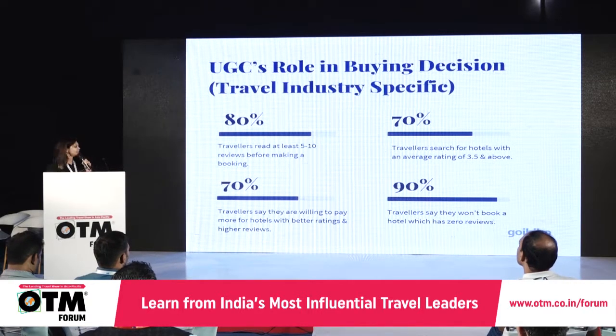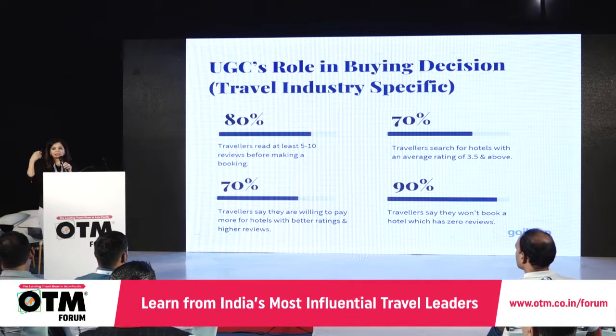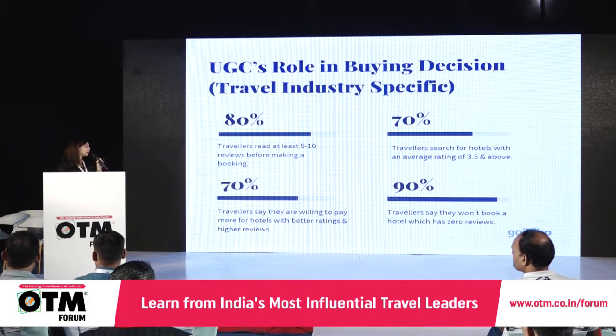These are some findings. 80% of travelers read at least 5 to 10 reviews before making a booking. And this is real data. 70% of travelers search for hotels with an average rating of 3.5 and above, which means they filter out the hotels that have a lower rating. 70% of travelers say they are willing to pay more for hotels that have better reviews and ratings. And 90% of travelers say they won't book a hotel which has 0 reviews.